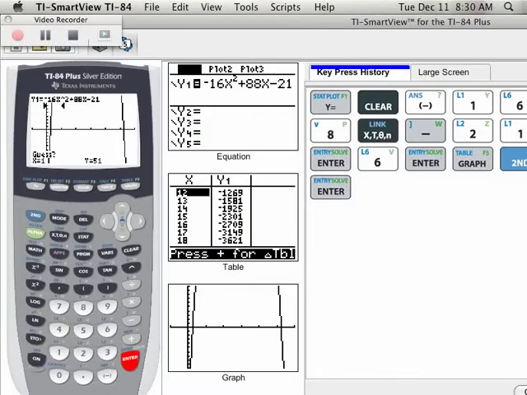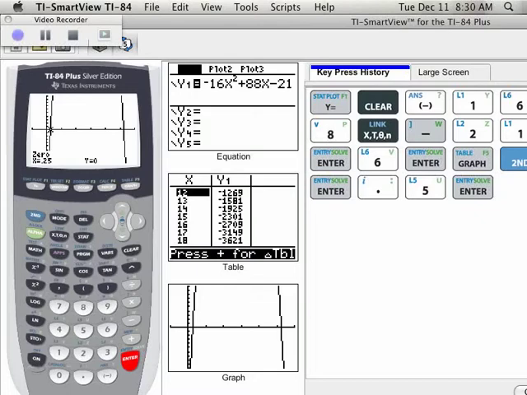And then it says guess. And I don't know where that is, so I'm just going to guess at a half. Or in other words, 0.5. And hit enter. And what you find out is it's crossing at 0.25. That's the x value, 0.25. So that's one of my answers.